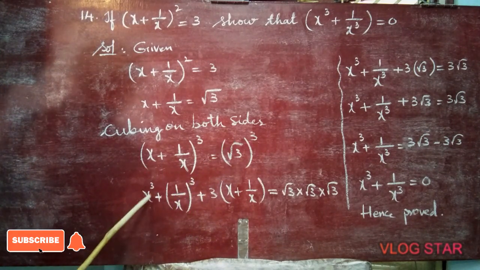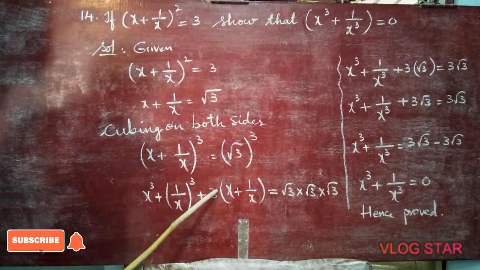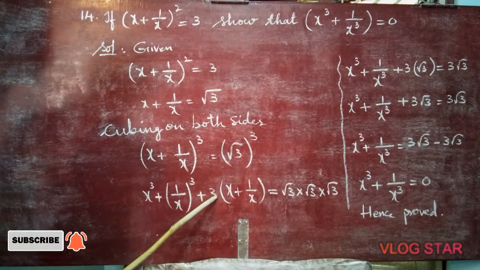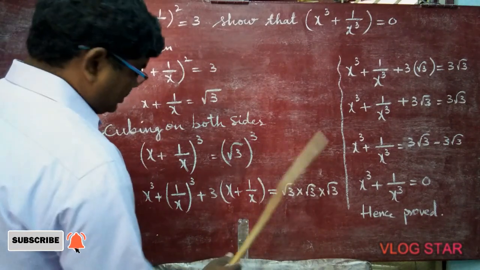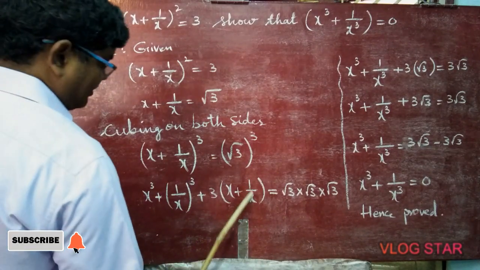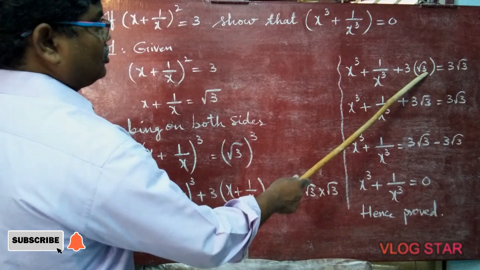Now we know the formula, a cube plus b cube plus 3ab into (a plus b). Here ab is x into 1 by x, x cancelled, so only 3 is left, into (a plus b) is equal to root 3 into root 3 into root 3. x cube plus (1 by x) whole cube plus 3 into (x + 1/x) place, here the value is root 3. Substitute that root 3 here.